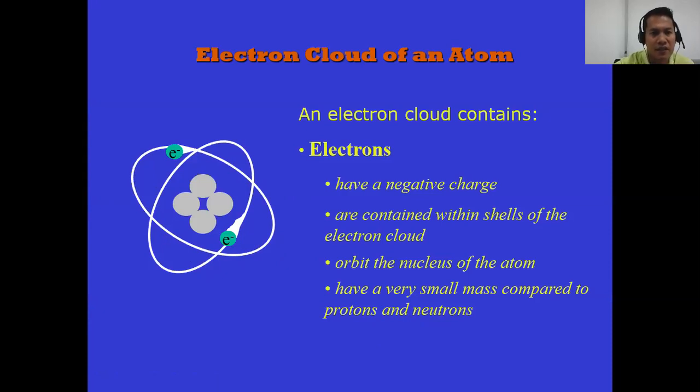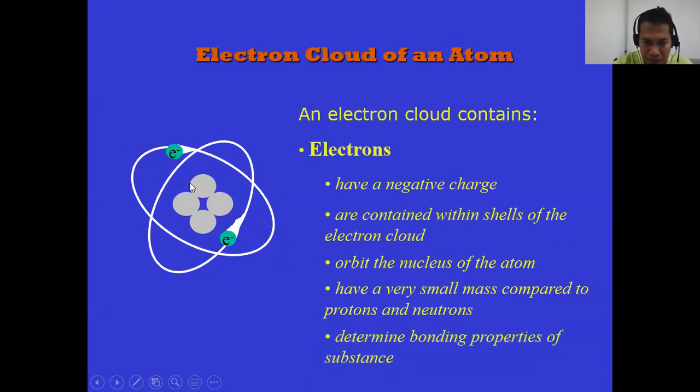You will learn that later on in your higher chemistry subject. But for now, I would like you to understand that electrons are moving around their orbit like this around the nucleus. They determine the bonding properties of substances, and what makes them react with other substances. It's because of the electron. They form compounds because of that electron.